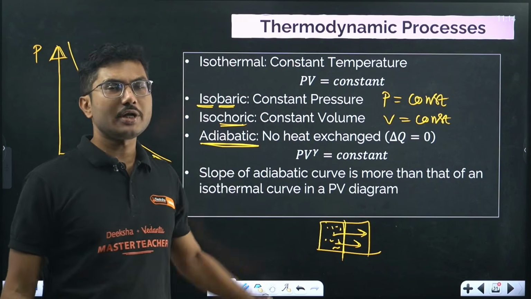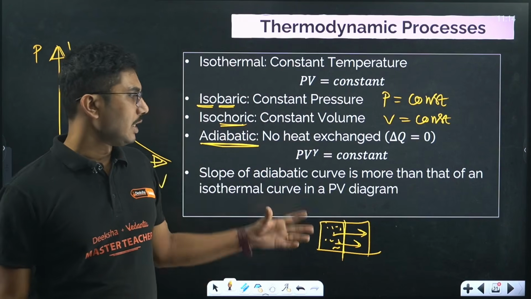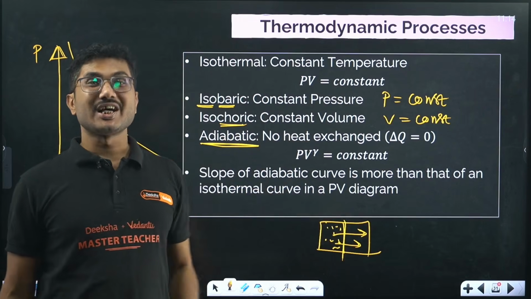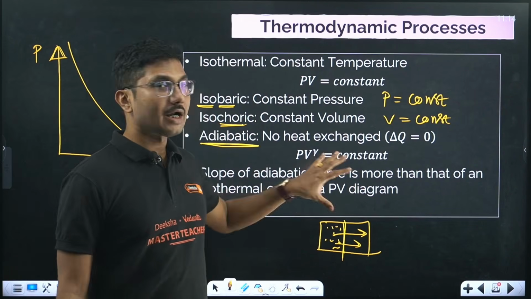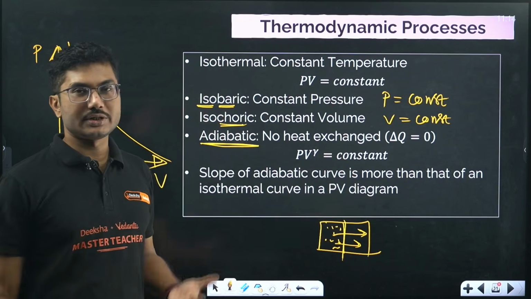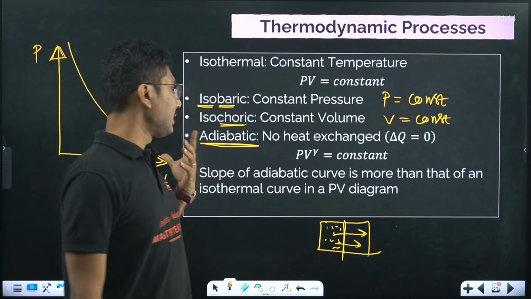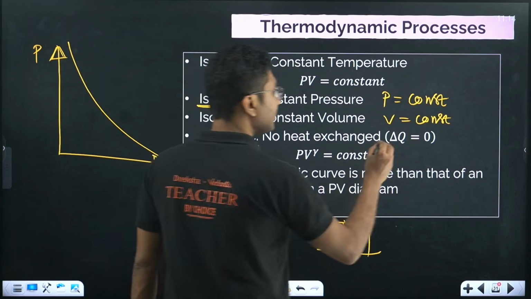What happens to the pressure? Pressure decreases. What happens to the temperature? Temperature will also decrease. Now this is an adiabatic process, a sudden process. In this case you are not applying any external heat. The system undergoes the changes on its own. That is called adiabatic process, and in adiabatic process delta Q is 0.